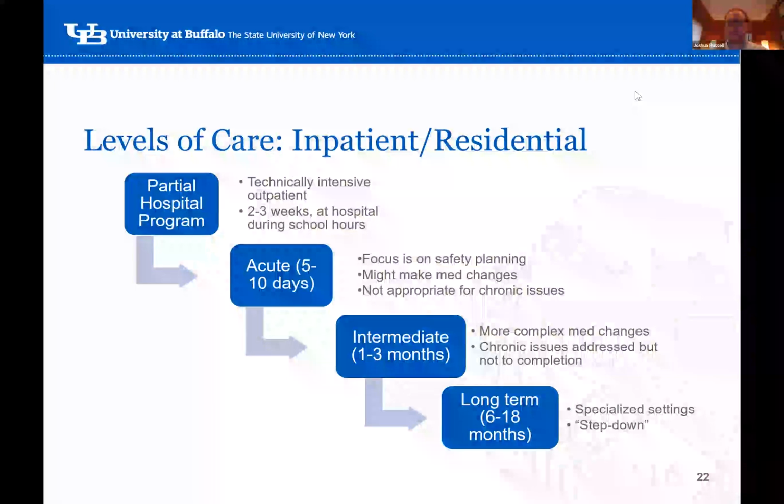Any questions about the inpatient level of care before we move on to the emergency setting?